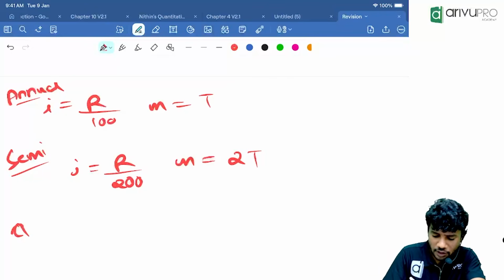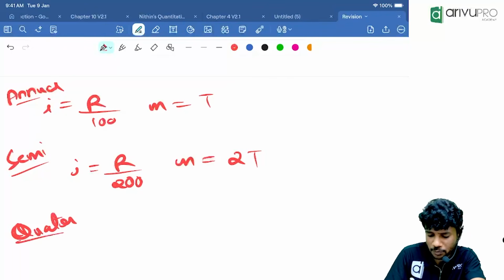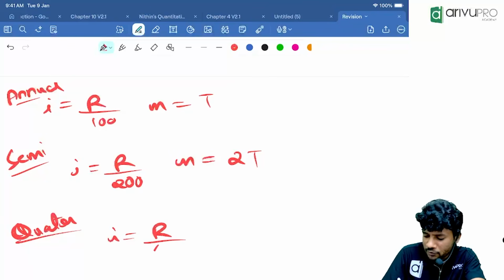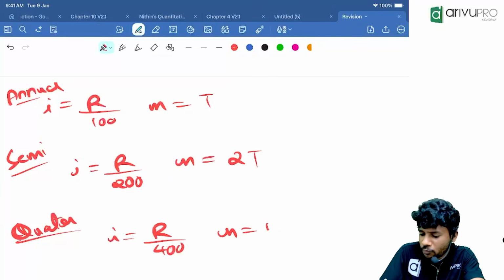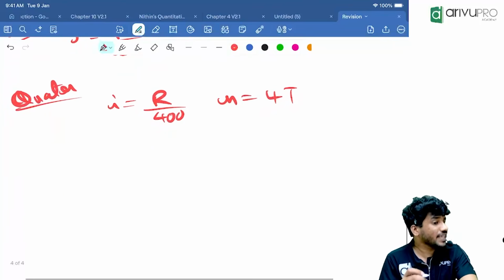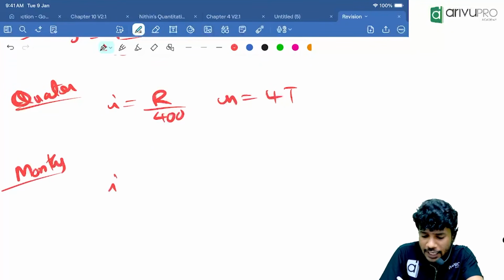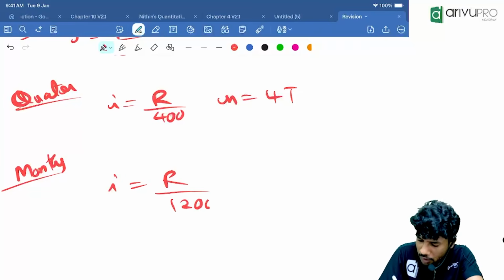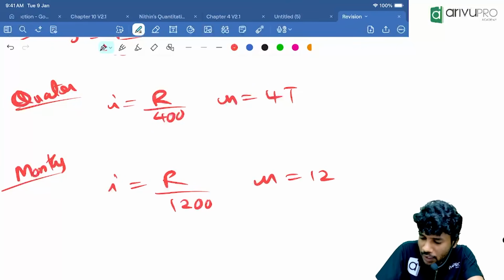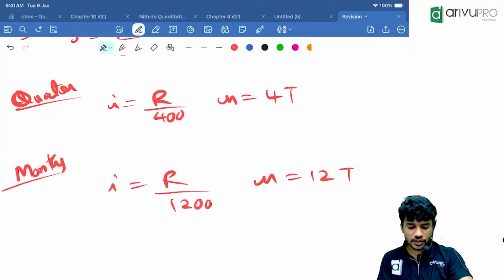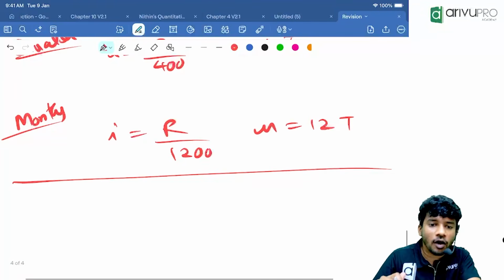Then quarterly compounding. Quarterly, it is what, people? I will become R divided by 400. N will become 4 into the number of years. Then finally, what we studied? Monthly compounding. I will become R divided by 1200. N will become 12 into the number of years. So that was our basic compounding.